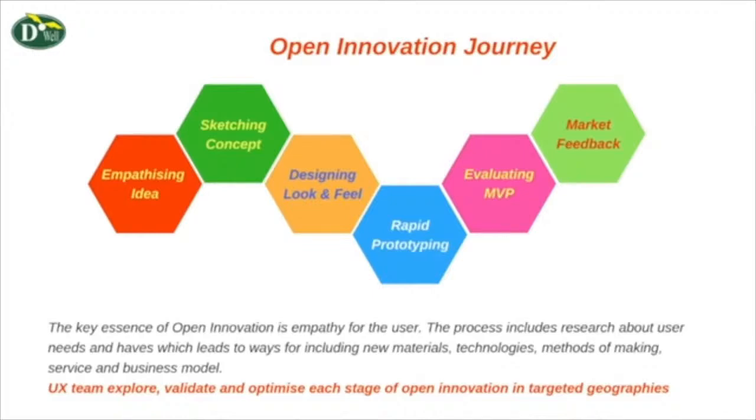Okay, the key essence of open innovation is empathy for the user. In each stage, as user experience researchers, we interact with users and get their needs and haves of each stage and bring them to the design table and incorporate them in the designs. This includes research on new materials, technologies, and methods of making, etc. As a UX team, they will explore, validate and optimize each stage. So I will go deep into each stage of this process.